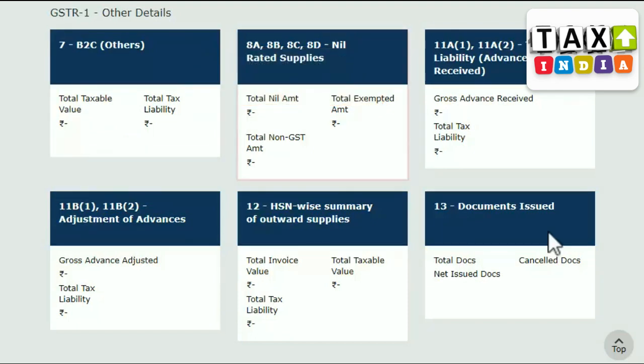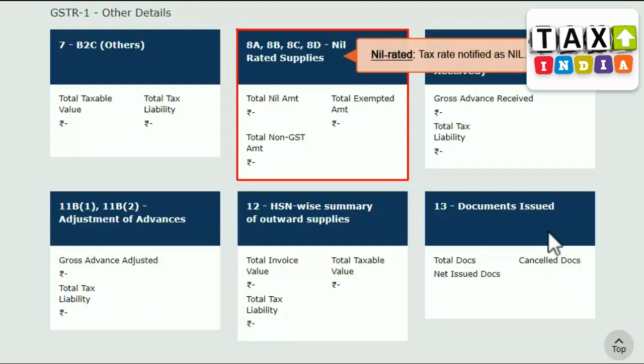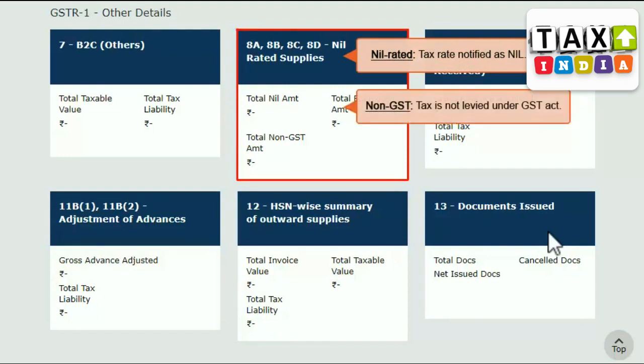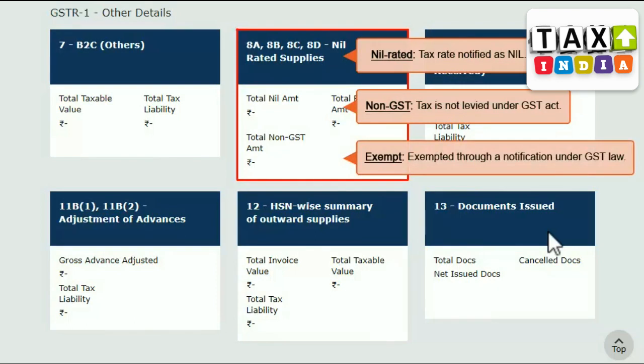GST has provisions for declaring nil-rated, non-GST and other exempt supplies. Nil-rated are those supplies for which the tax rate has been notified as nil. Non-GST are those supplies on which the tax is not levied under the GST Act, such as for supply of wine, beer, land, etc. Whereas other exempt supplies are those supplies which have been exempted through a notification under the GST law. While all these supplies carry a zero rate of tax, all these supplies must be captured separately in GSTR 1.